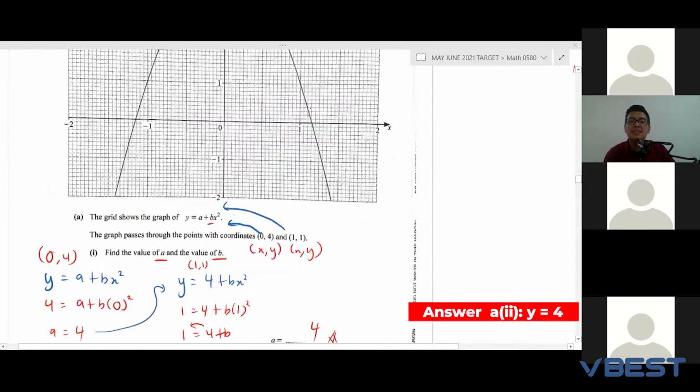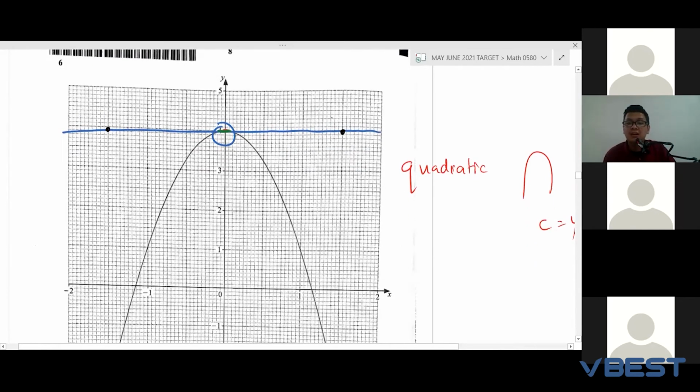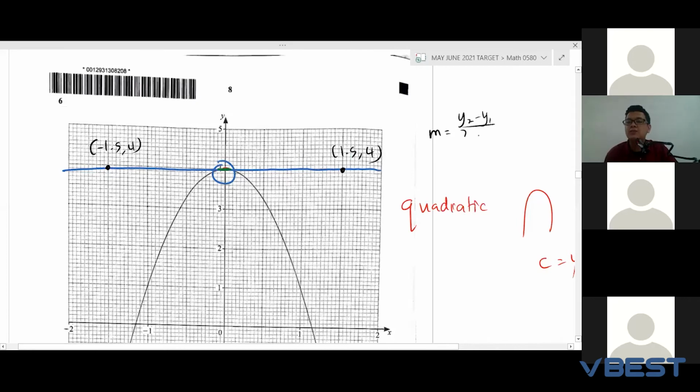Because you guys can see that this gradient here, if you pointed this coordinate, what are the coordinates here? Maybe you can get this is actually 1.5 and 4. Maybe that you can get is negative 1.5 and 4. You can use the same formula of gradient, y2 minus y1 over x2 minus x1. So 4 minus 4 over 1.5 minus negative 1.5. So you get 0 over, supposed to get 3. But 0 over 3 is still 0. Okay, all right, that's actually how you get 0.